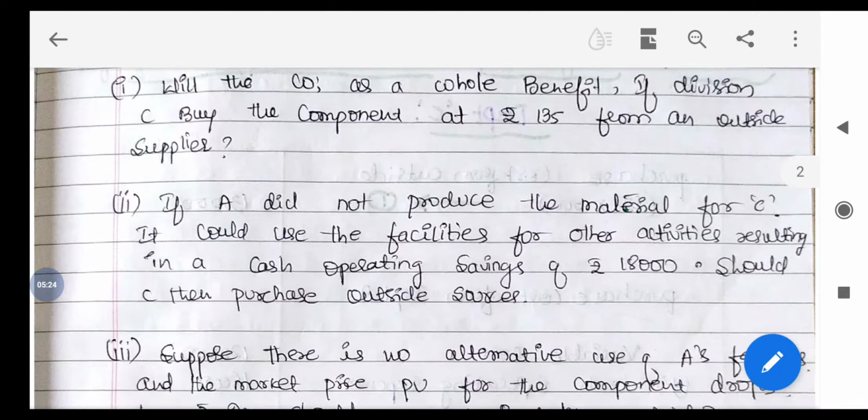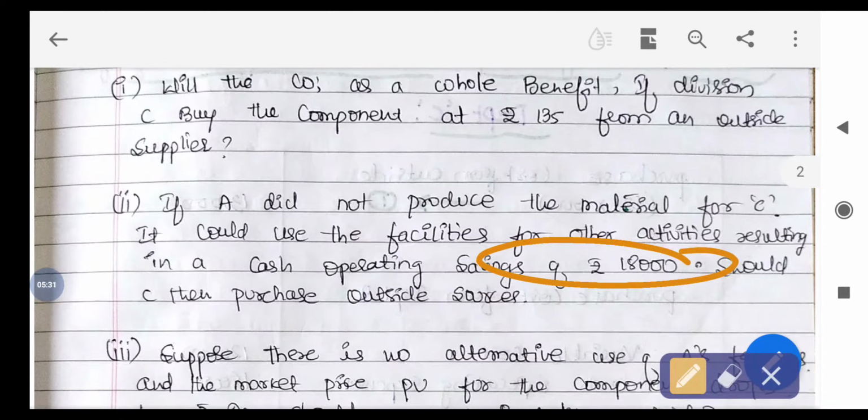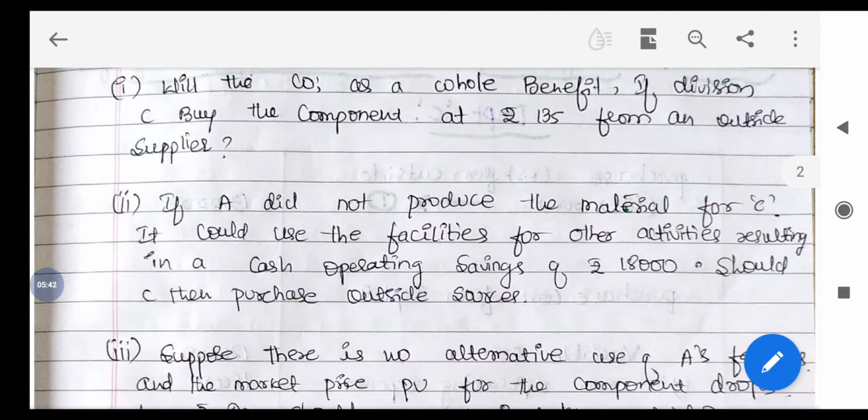So they have used that capacity and they have earned one cash operating, that is 18,000. So rupees 18,000 they have earned. So now should C purchase from outside sources? If A is earning rupees 18,000 for the facilities, by utilizing the empty capacity, they have earned 18,000 on other activities.